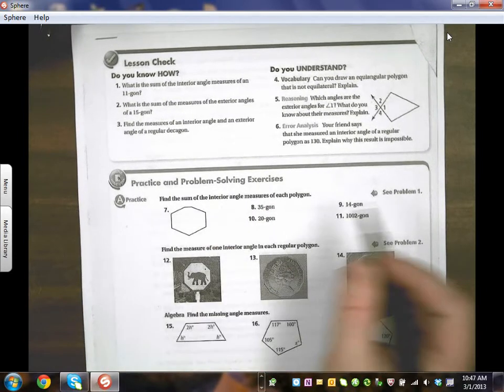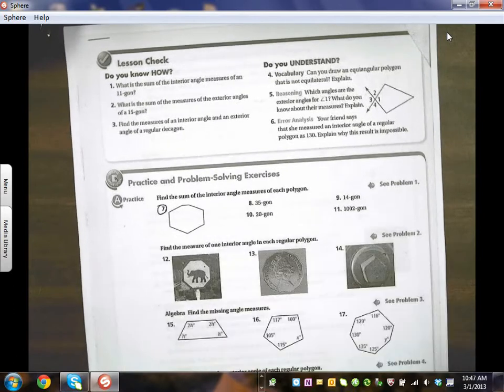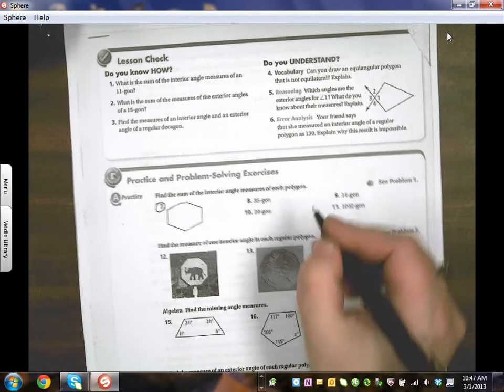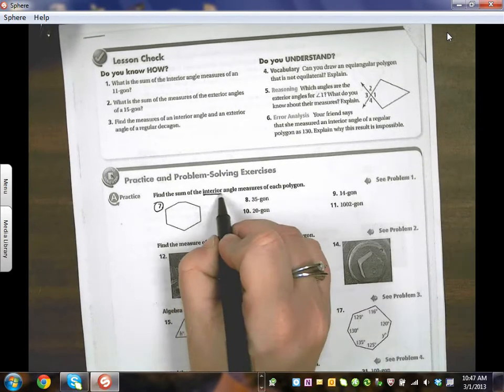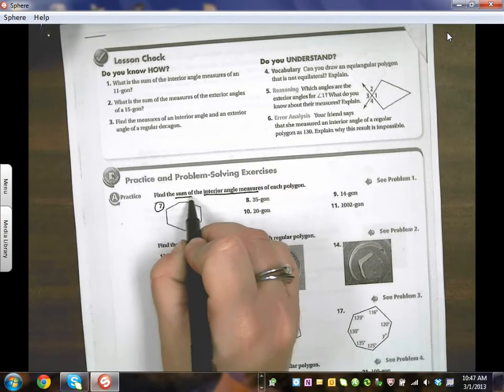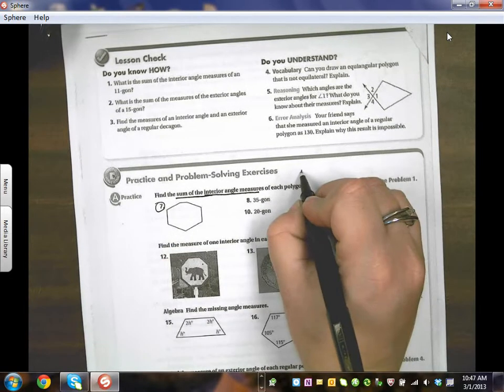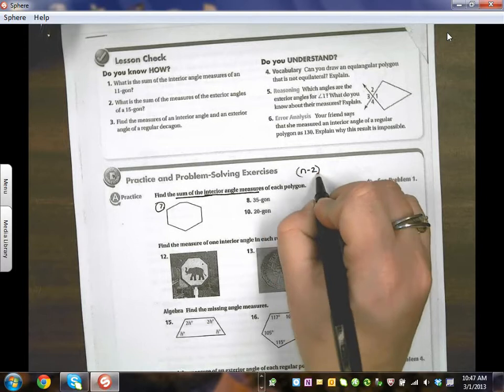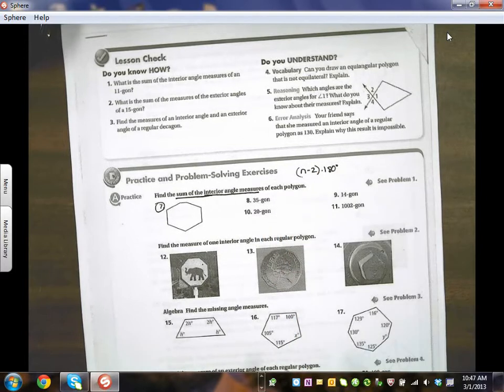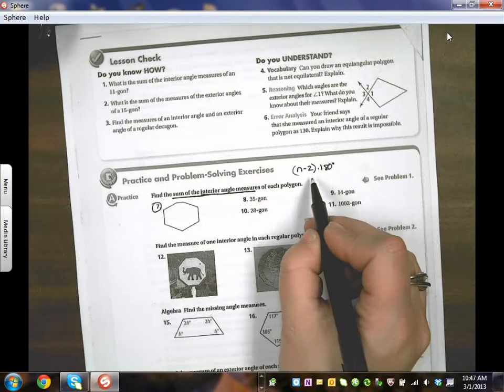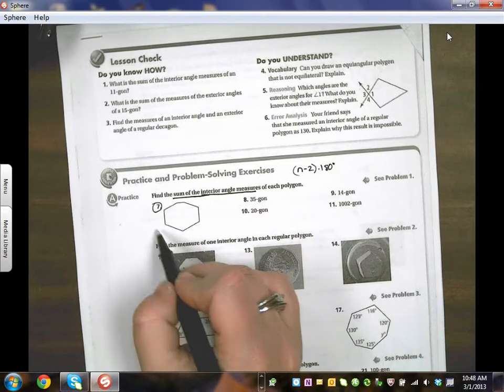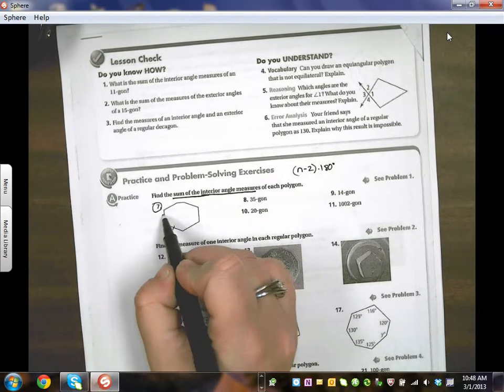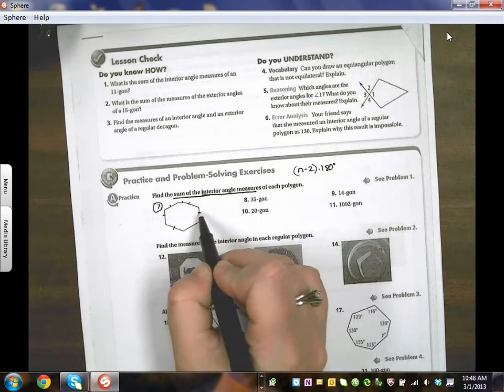So let's do 7. My formula for this entire section, because I want to know the sum of the interior angle measures, is n minus 2 times 180 degrees. So the n, remember, is the number of sides. How many sides is this shape? 1, 2, 3, 4, 5, 6, 7.